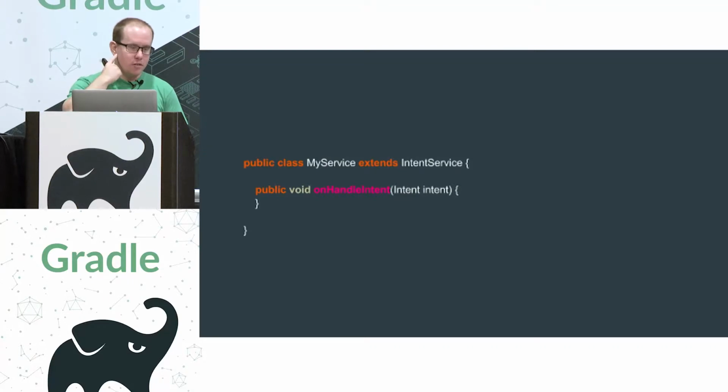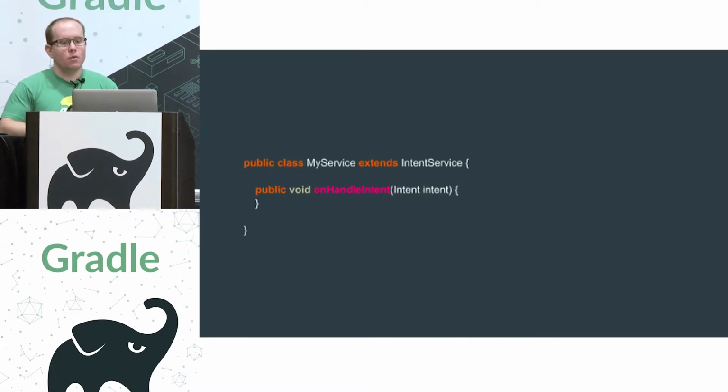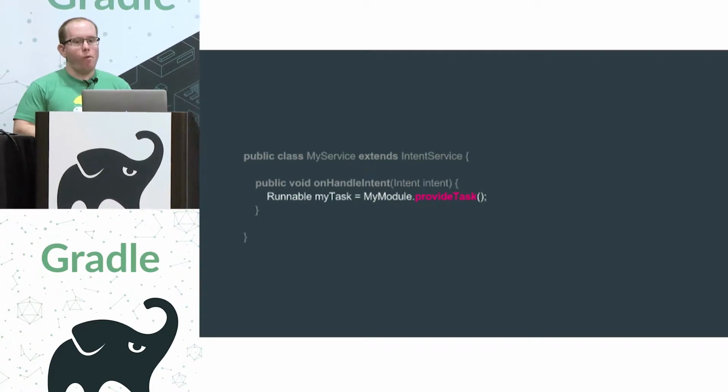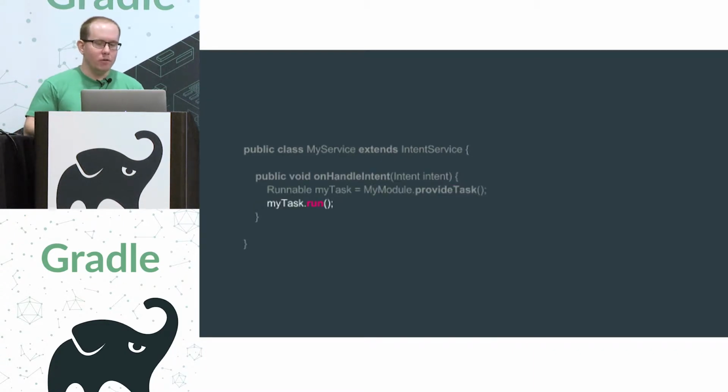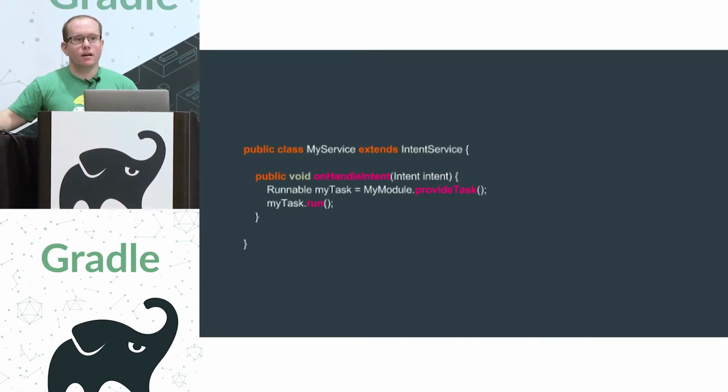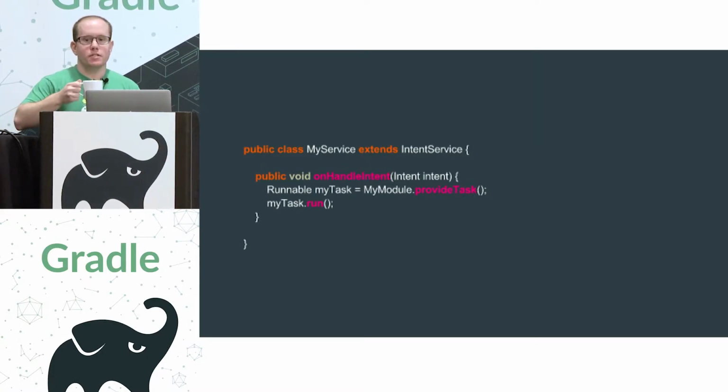Let's start with an intent service. So an intent service, again, exists as something for the operating system to orchestrate. It generally represents a unit of work that the operating system will run at some time. What can we do to move out of the intent service into our application? Well, we can ask a module for an instance of a unit of work. We'll call it a runnable. And then we can run it, and then we can go to lunch. And that's all most intent services really need to be.